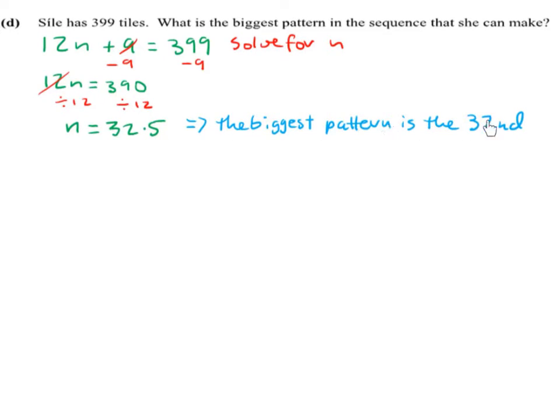So the biggest pattern is going to be the 32nd pattern, because the 0.5 means that we will have some tiles left over, but we will have 32 full patterns.